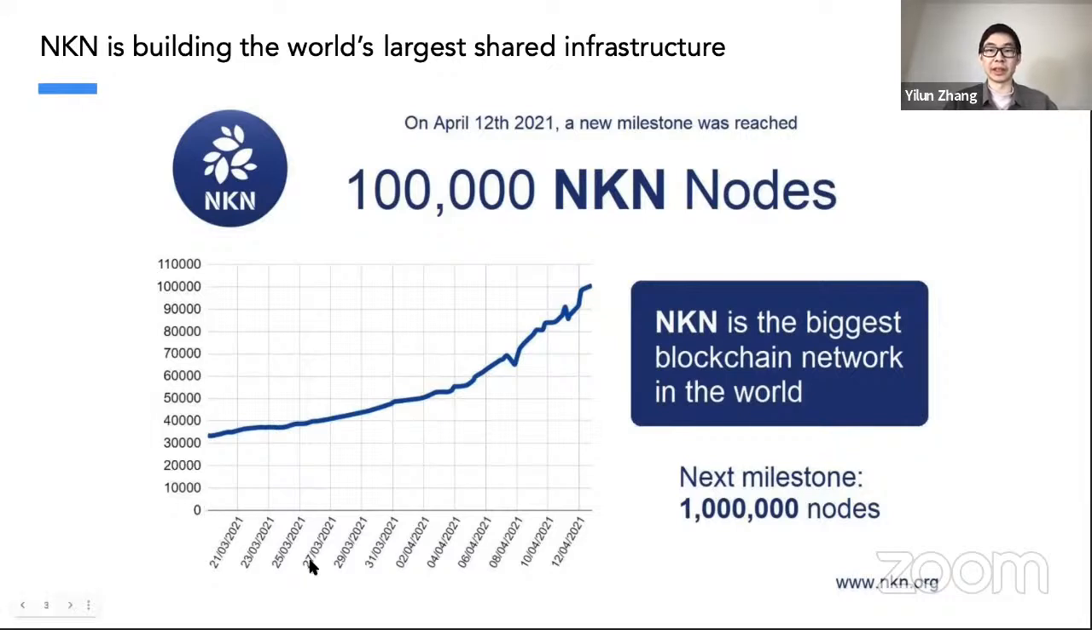NKN is currently the largest blockchain network in the world in terms of node count. Our next target is 1 million nodes, and we really hope that we can reach that point soon. Imagine how much you can do with 100K servers in a traditional app, right? So the next part for us is to utilize those 100K nodes well, provide good SDKs, and attract users to use the app to utilize the network.